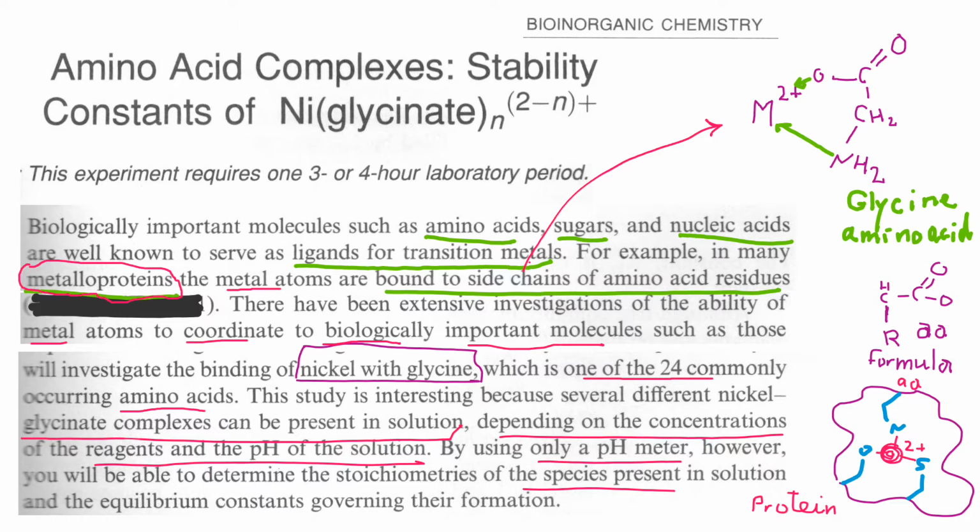Other ligands in the metalloproteins are called enzymes in the biological system, and other biological ligands, for example, nucleotides, proteins, coordinate to the metal ion. All these are biological inorganic complexes, and we are going to characterize the complexes in solution and find the ratio and the stability constant of the nickel with the glycine as an example of biological complexes with metal ions. For example, here we have the protein, and in the middle of the protein at the bottom, the metal ion attached by the side chains of amino acids.